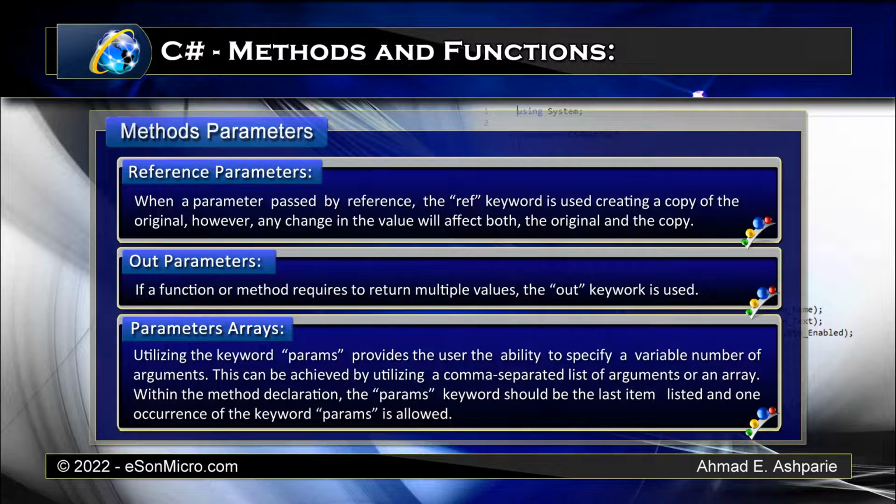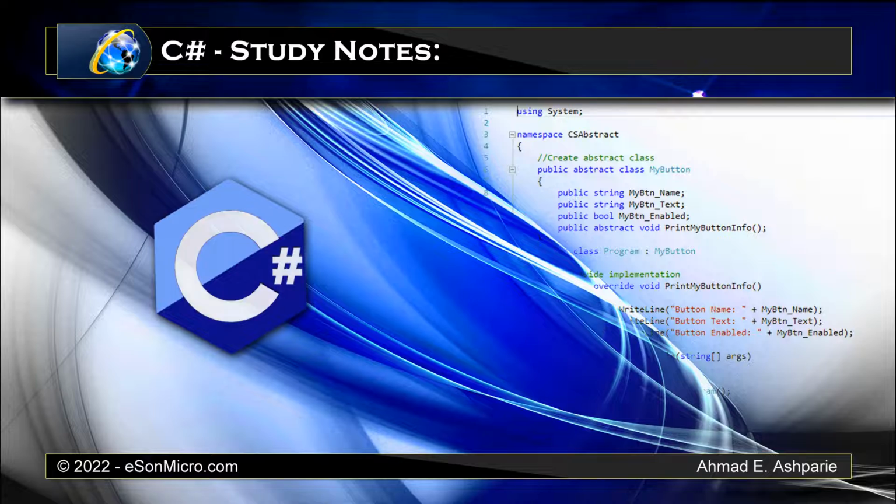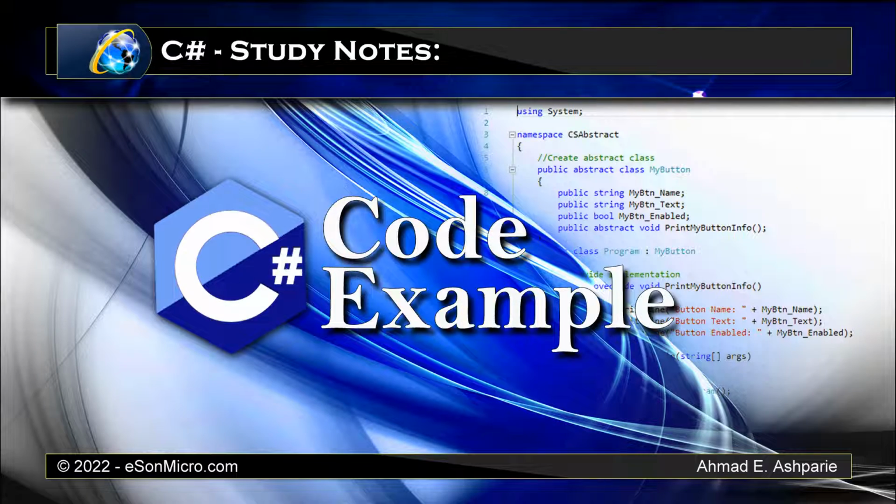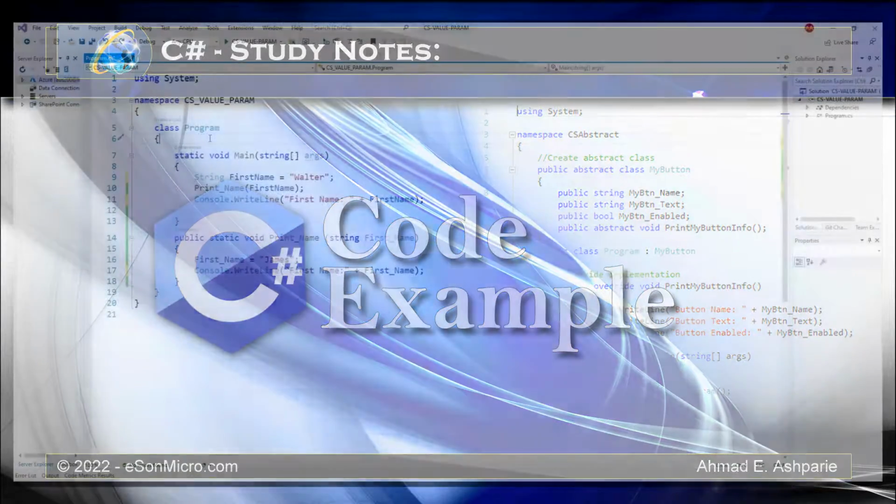Reference parameters. When a parameter is passed by reference, the ref keyword is used, creating a copy of the original. However, any change in the value will affect both the original and the copy. Now, time to see some examples. So let's switch to Visual Studio.